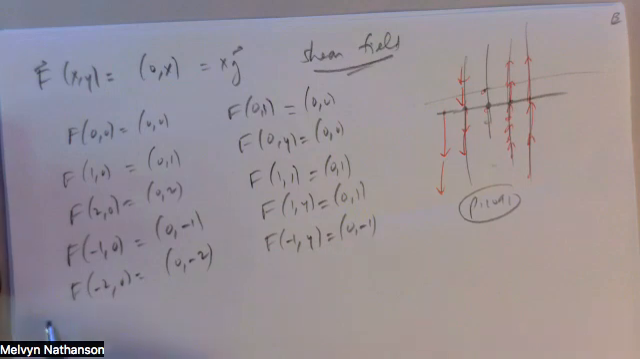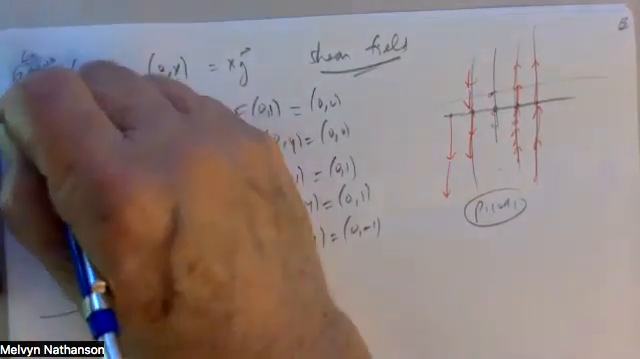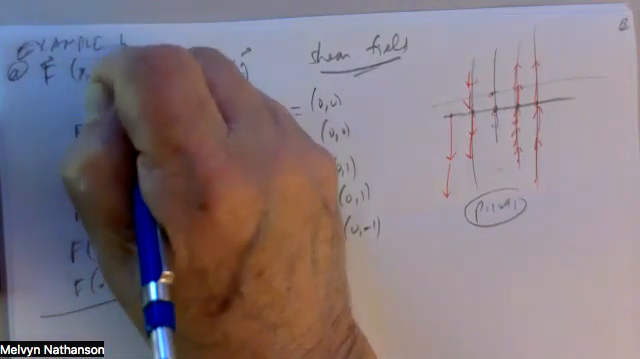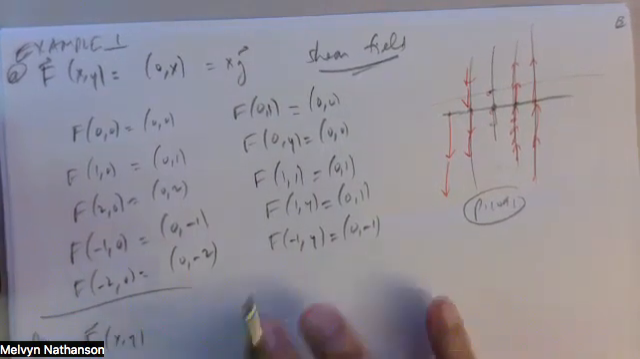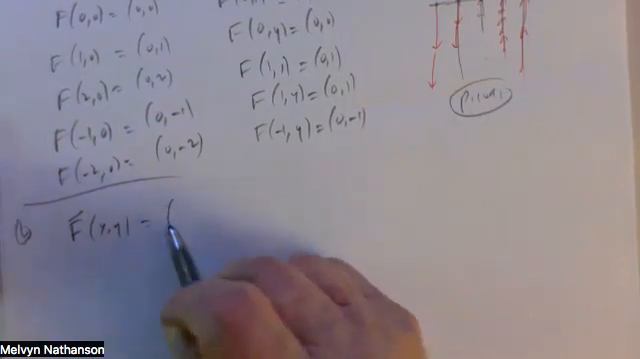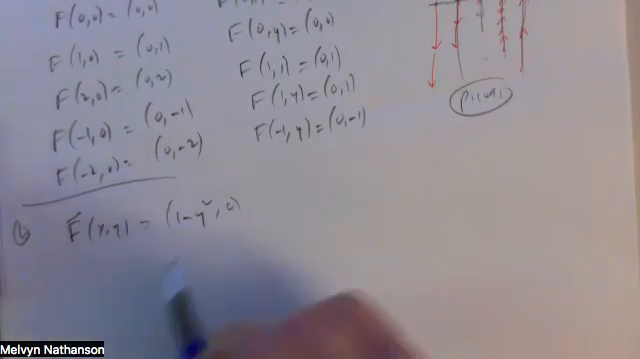Let's look at another example. This is example 1, a set of examples. Next, suppose we take f of x, y, the vector field, to be (1 minus y squared, 0).